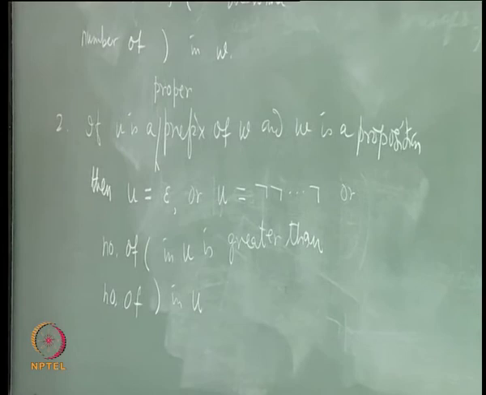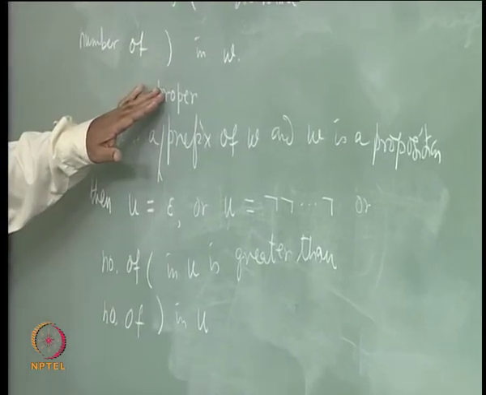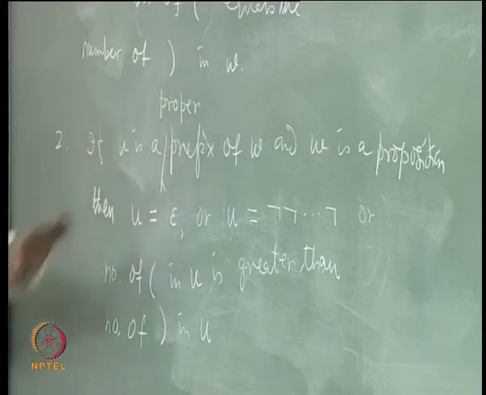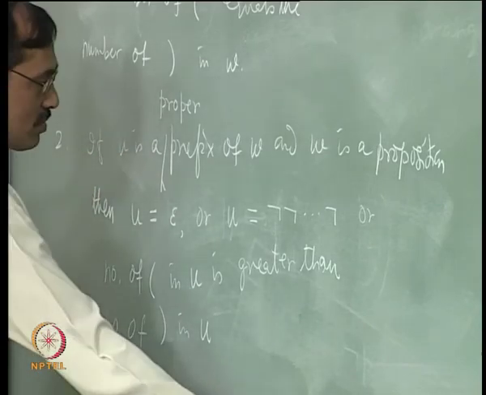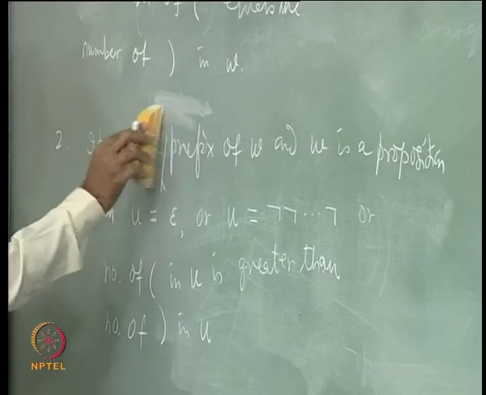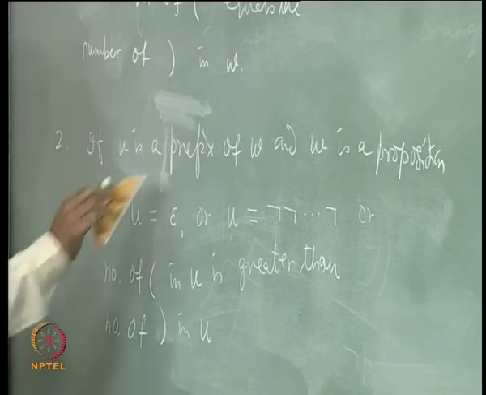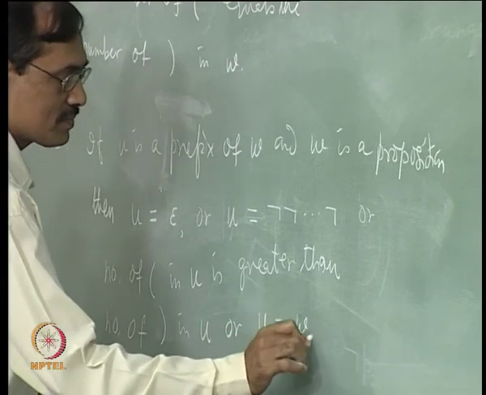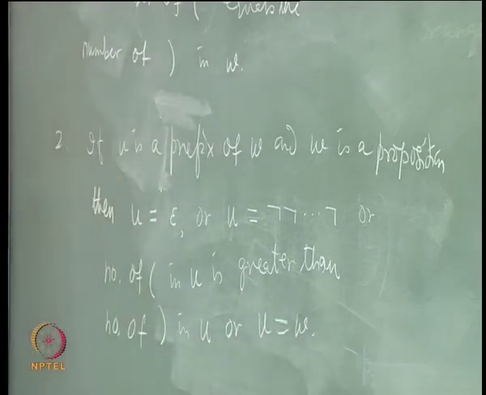Okay. Now, if you do not take a proper prefix, then there is the other possibility that u can be equal to W, right. So, let us remove this and make it proper by removing this word proper, or u can be equal to W. Is that okay?